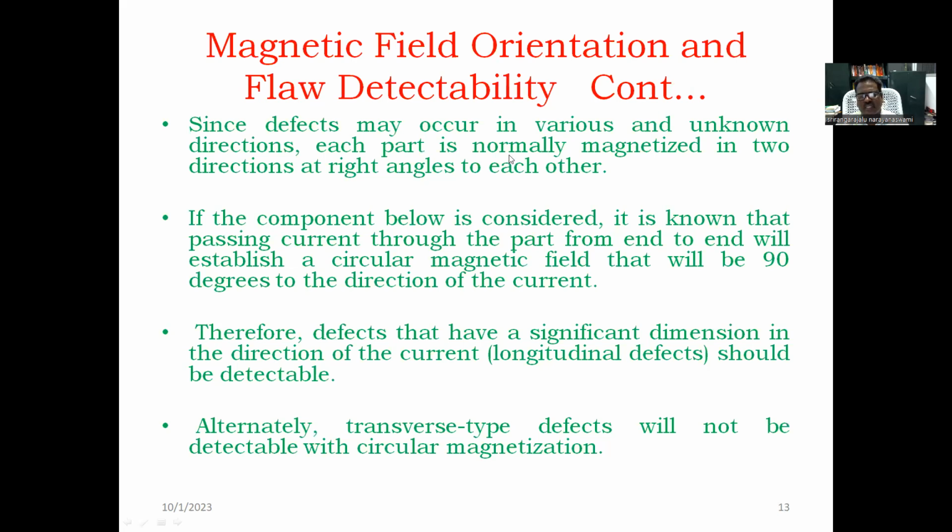And since defects may occur in various and unknown directions, each part is normally magnetized in two directions at right angles to each other. The component below is considered. It is known that passing current through the part from end to end will establish a circular magnetic field that will be 90 degrees to the direction of the current. Therefore, defects that have significant dimension in the direction of the current, longitudinal defects, should be detectable. Alternatively, transverse type defects will not be detectable with the circular magnetization.